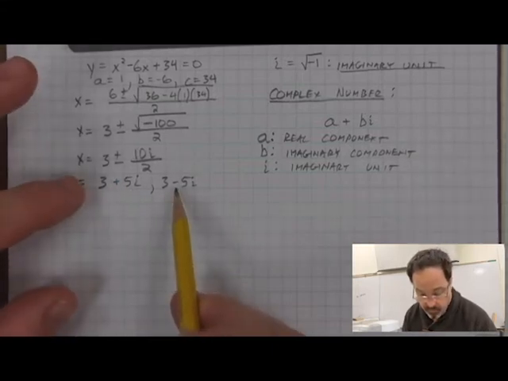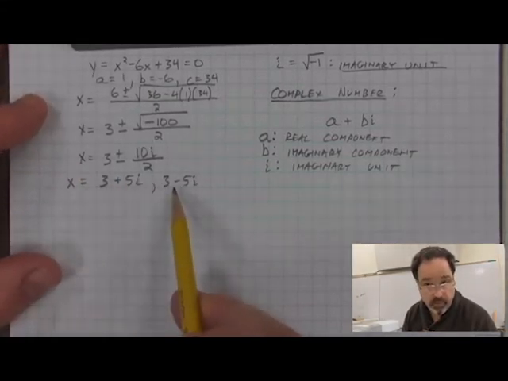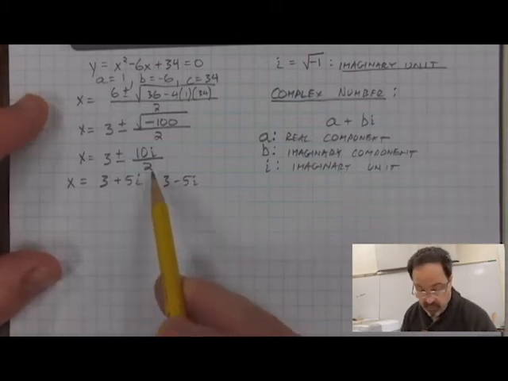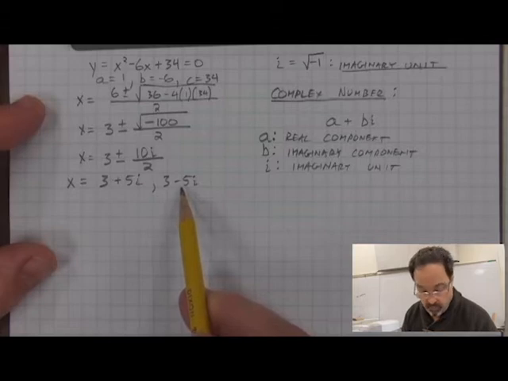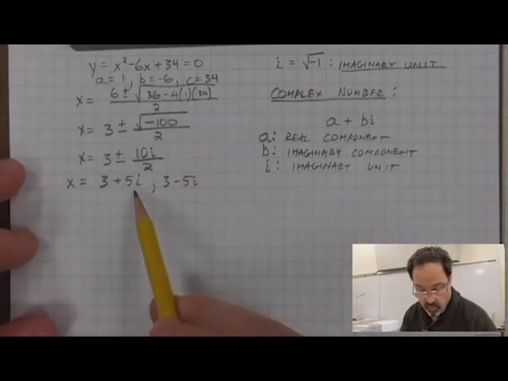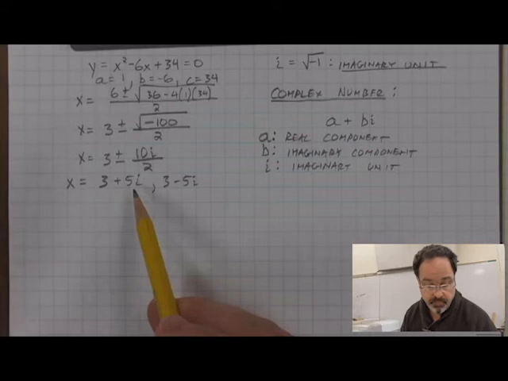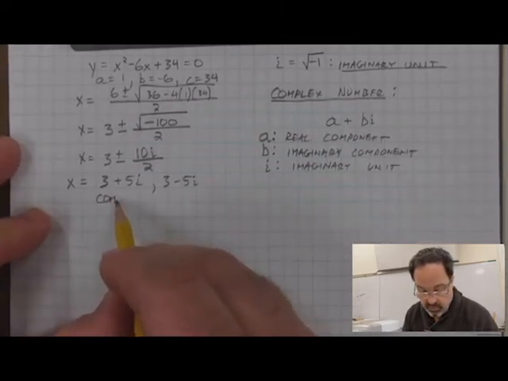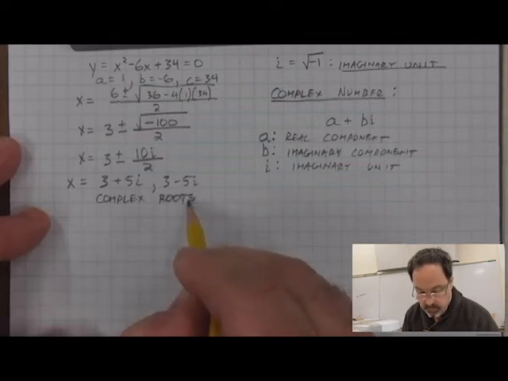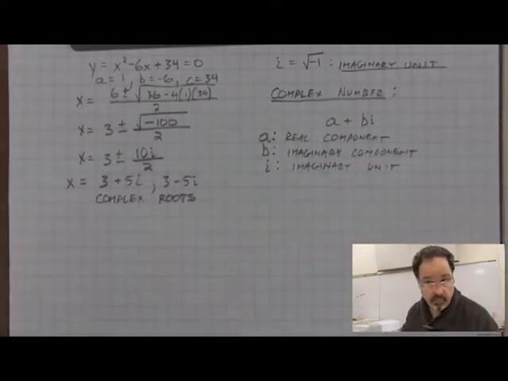Both of these solutions have a real component of 3. One solution has an imaginary component of positive 5 and the other a negative 5. And of course, they're complex numbers because they have two components each to express them precisely, and one of them includes the imaginary unit. We call these complex roots. Roots is another name for solution, and complex because those roots are complex numbers.